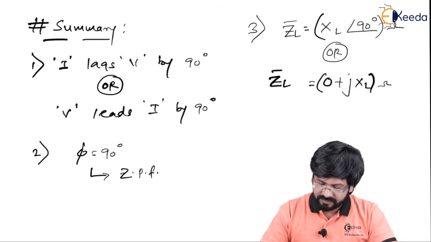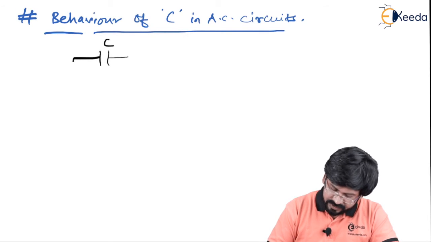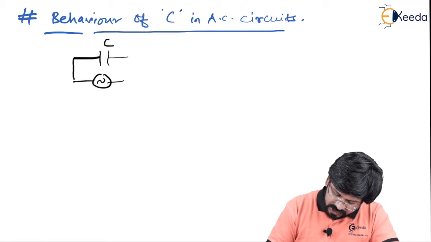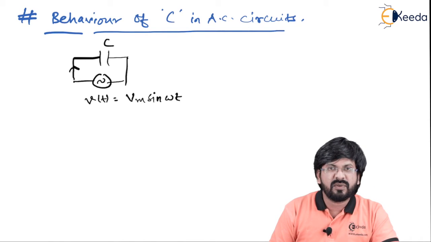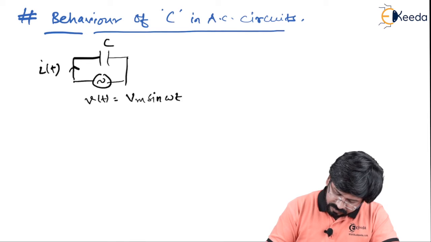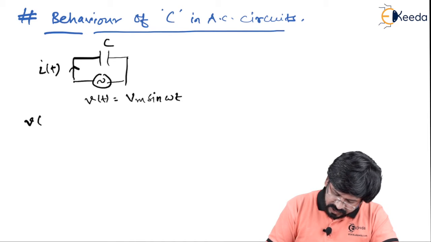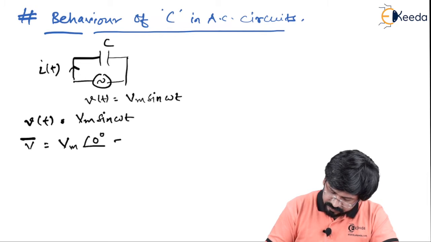Let's move to the capacitor. Let us assume a capacitor C in farads, to which an AC voltage source is provided, that is V of t, having value Vm sine of omega t. Because of the sinusoidal voltage, a sinusoidal current will start flowing through the capacitor. Let's say it is I of t. So in the first case, your V of t is Vm sine of omega t, by which I can calculate the V vector as Vm at an angle of 0 degrees.